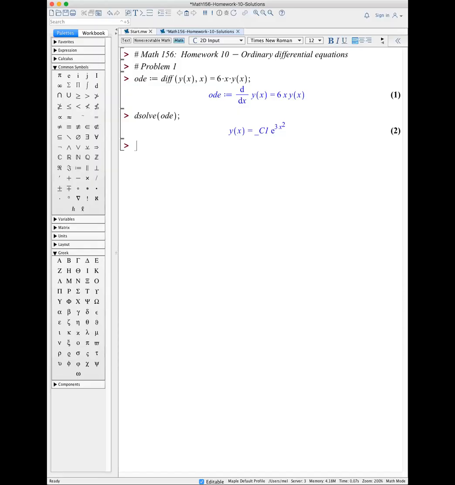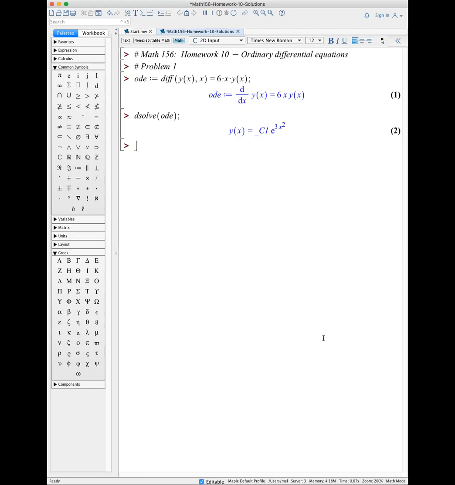Okay, so if I can share my screen. Do you see the Maple screen? Yes. Okay, so here's problem one.